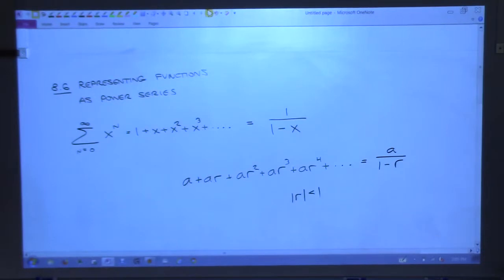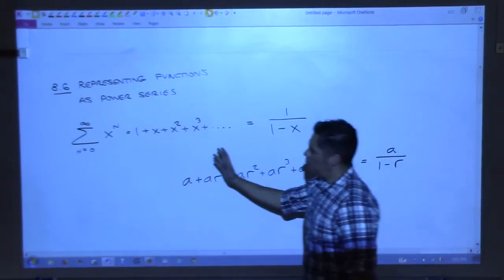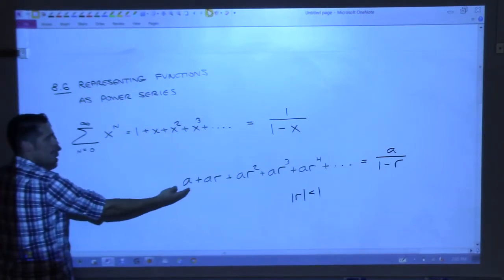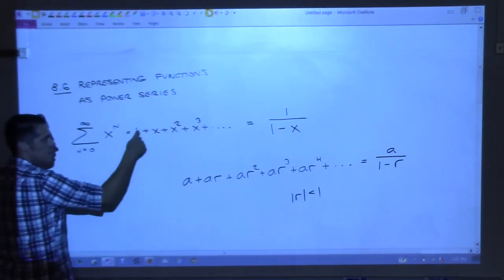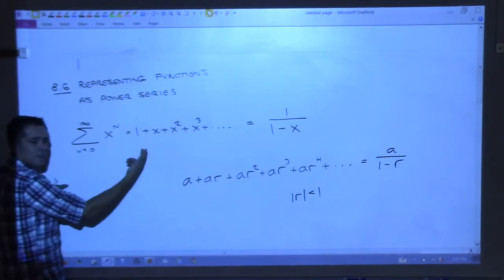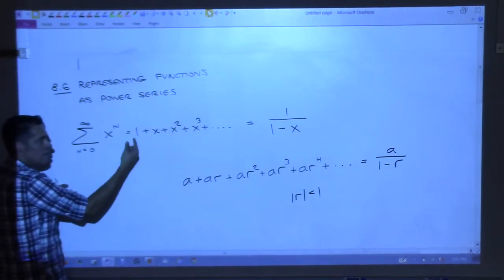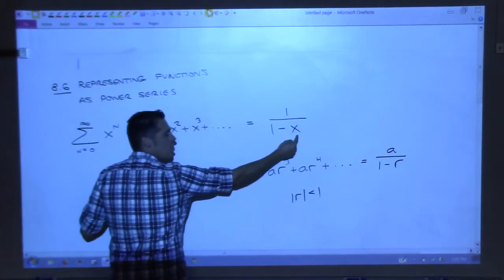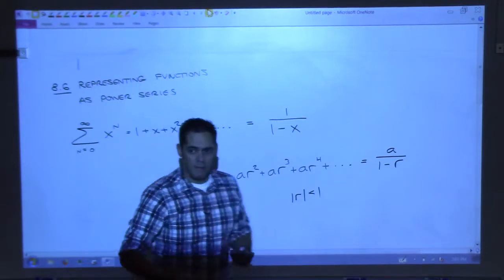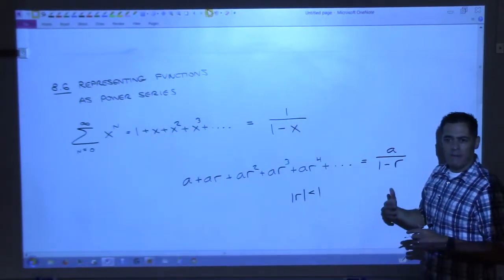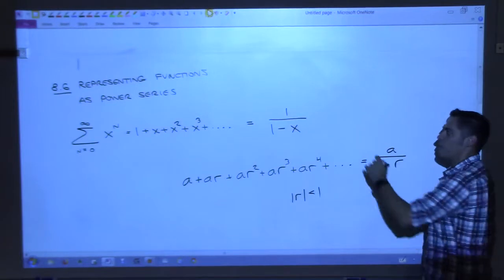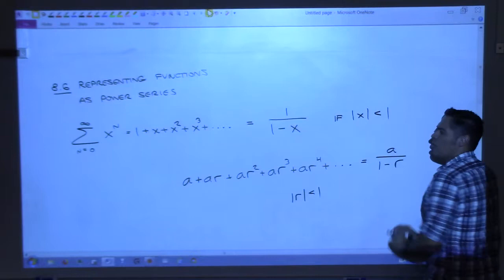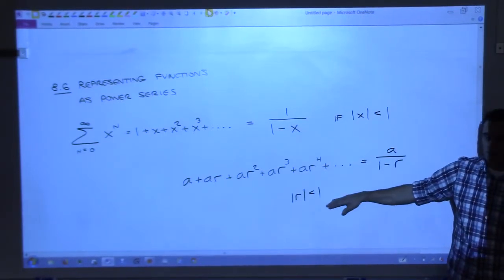Okay? So do you see that this is that series? A is 1, and we're just replacing r with x, right? So a is 1 and r is x. So this should converge to a over 1 minus r, right? So long as the absolute value of x is less than 1. So this is true if the absolute value of x is less than 1. Do y'all see that that series is just that series? Yes?